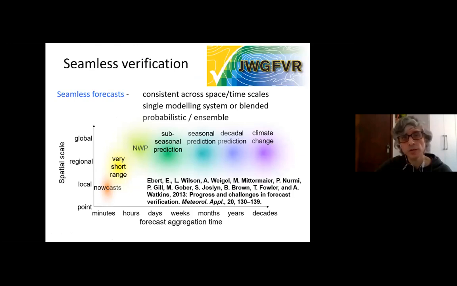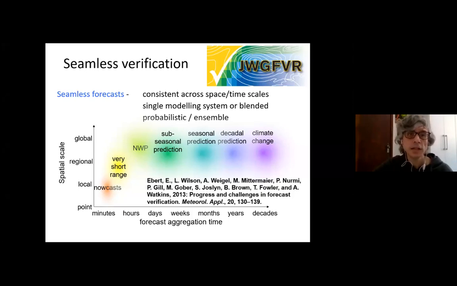And a few comments to finish off in terms of verification across time scales. This is something that we have been discussing within our working group for a long time. In terms of verification in different time scales, we are particularly looking at the consistency of the use of verification across different time and space scales. And in this paper, there is some discussion about that from a previous workshop we had.